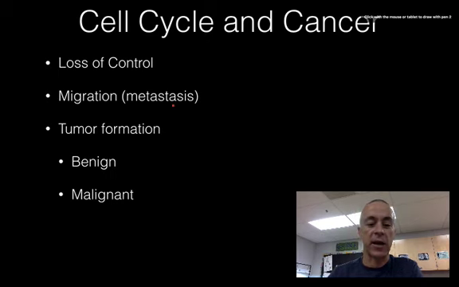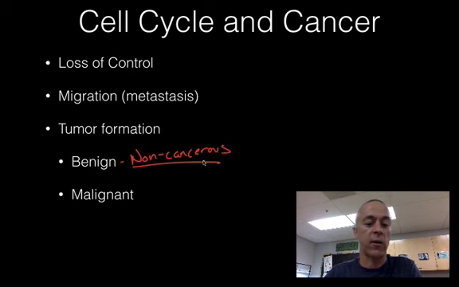The first one, benign tumors, are generally non-cancerous. So a great example of that would be like warts. Warts grow in our skin. They are tumors that stay in one place. They don't harm us really. There's not really a whole lot to be worried about. It's just abnormal tissue growth, as opposed to malignant tumors, and those are the ones that can migrate. Those are the ones that are able to metastasize.